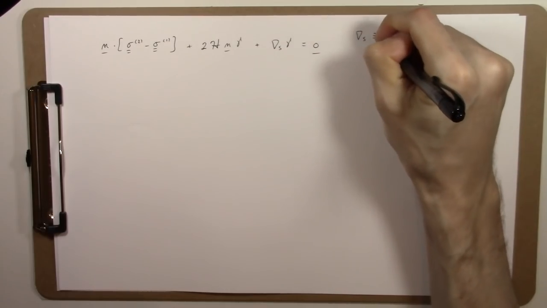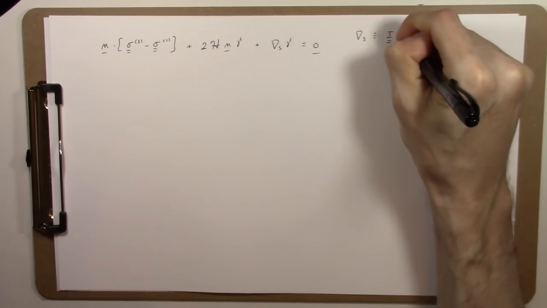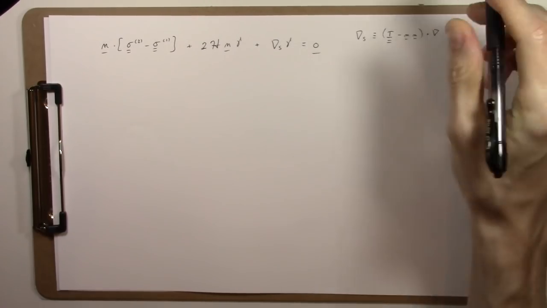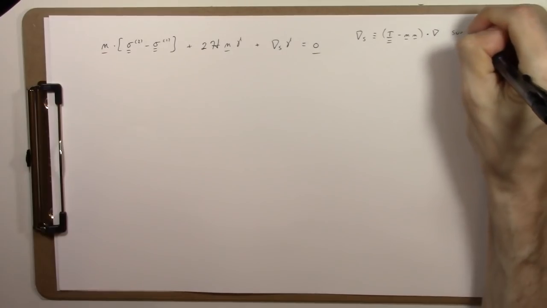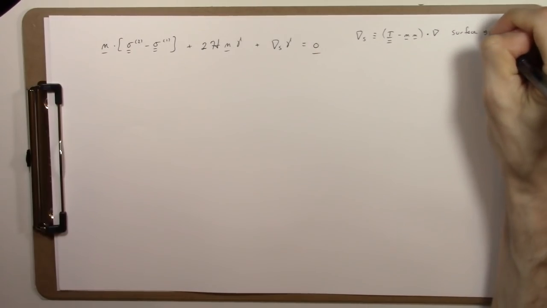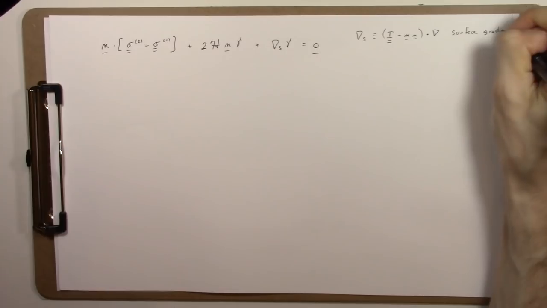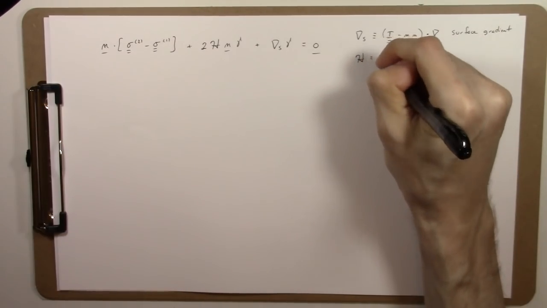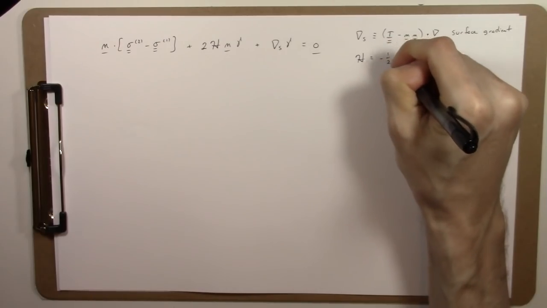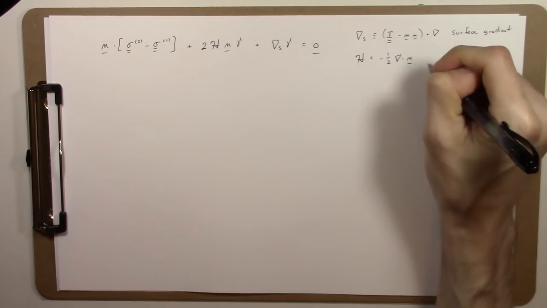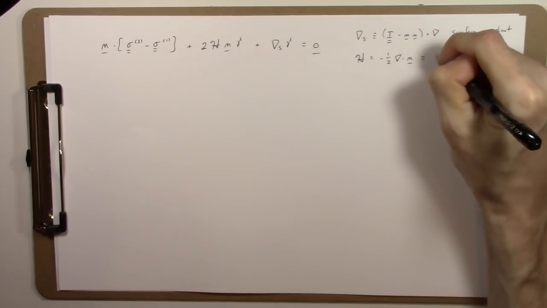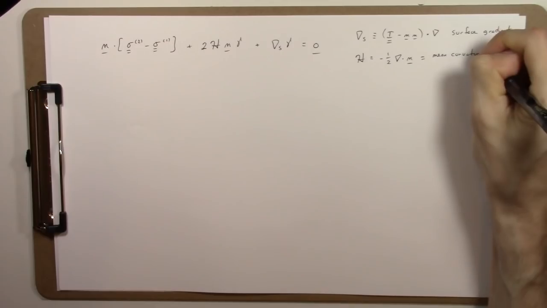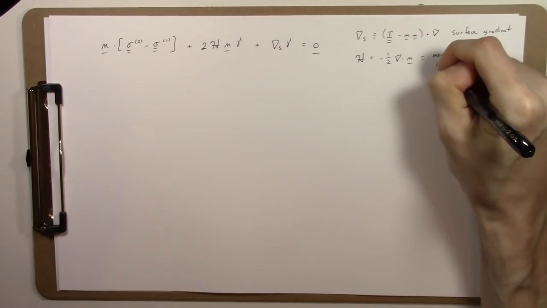Del s is defined as identity tensor minus n n dotted with the gradient. This is known as the surface gradient operator. This H is equal to minus 1/2 del dot n, where n is a normal vector. And this is known as the mean curvature of the interface.